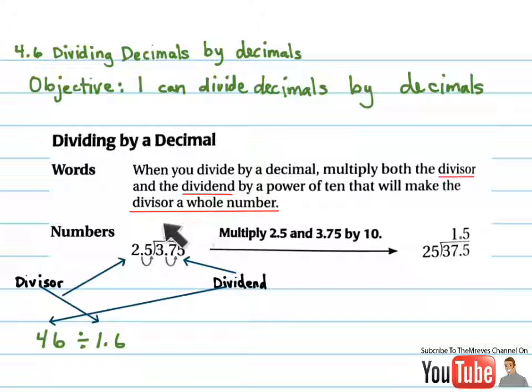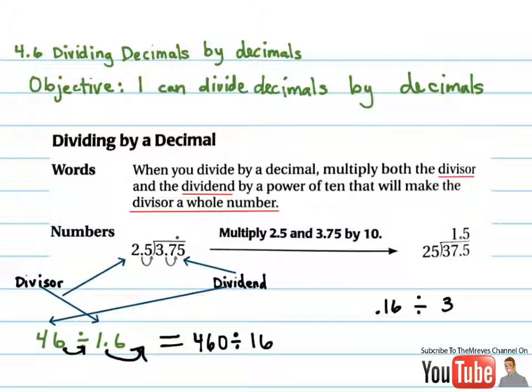Well, we want to make our divisor a whole number. And how many spots do we have to move it? We have to move it one spot. So we move that one spot, and on the other side of the division sign, we got to move it one spot. Well, there's nothing there. Remember, we add a 0. So that would be 460 divided by 16.